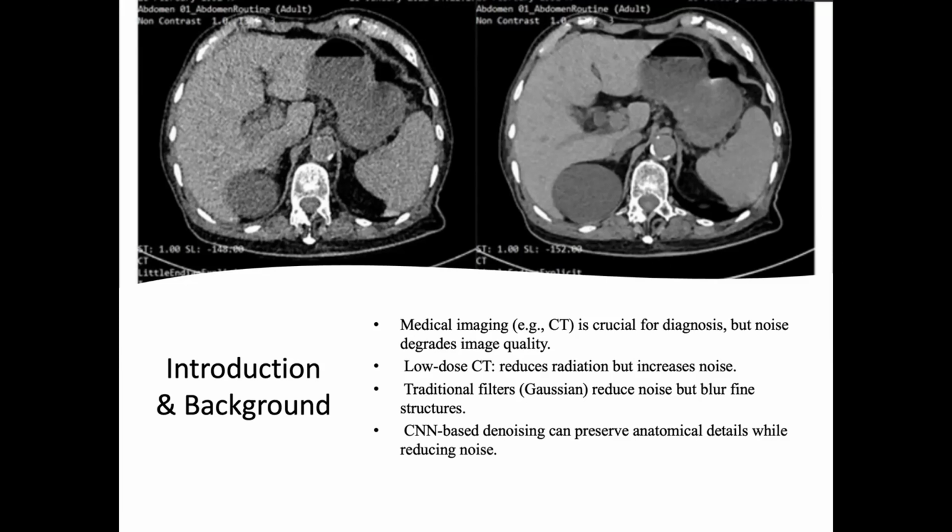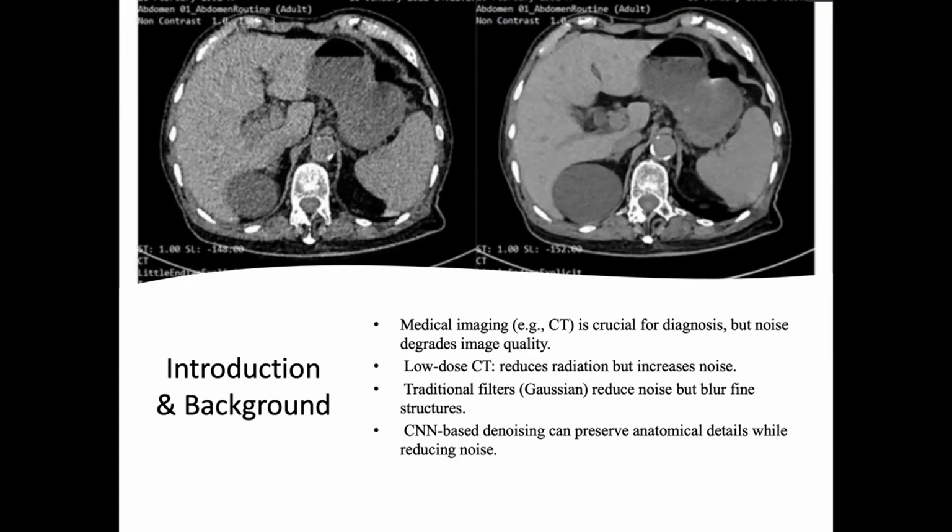And CNN is suitable to address the unique challenge of low-dose CT images because this project aims to investigate whether a CNN-based denoising method can effectively suppress noise in low-dose CT images while preserving clinically relevant structures. And this analysis and research aims to contribute to safe imaging practice and improve diagnostic accuracy.